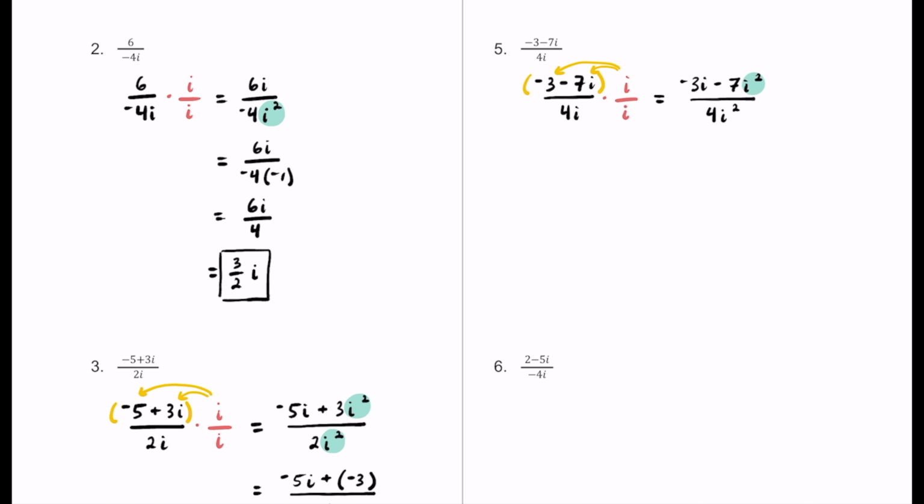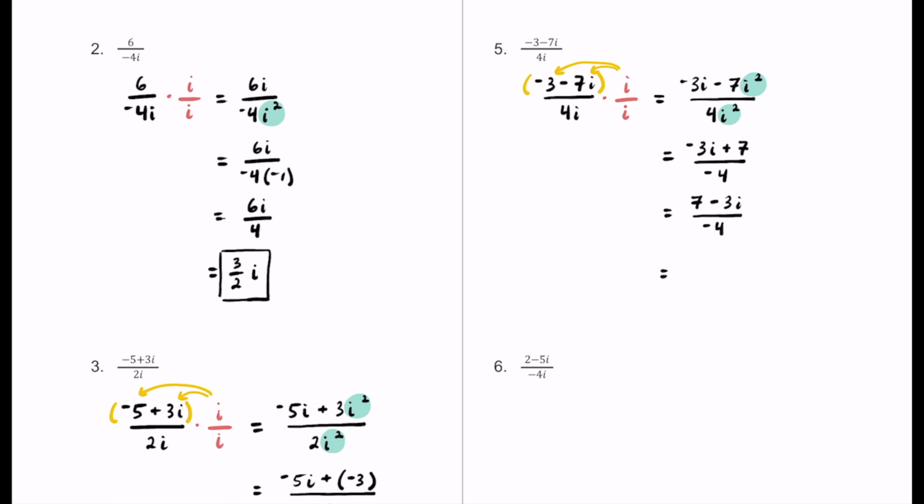Now on top we have i squared, on bottom we have another i squared, they're both equal to negative 1. So let's go ahead and rewrite this. We have negative 3i, just leave that alone. Then negative 7 multiplied by negative 1, that would be positive 7, so this turns into a plus 7. And then underneath that we have 4 times negative 1, which is going to be negative 4. Now rearranging the top, we can write this as 7 minus 3i. Okay, just writing the real part first and then the imaginary part second. This is over negative 4.